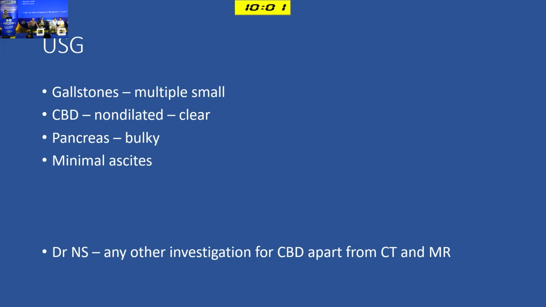This is the ultrasound showing gallstones, multiple, small. CBD is non-dilated and clear on ultrasound, pancreas bulky with minimal ascites. Dr. Sonthalia, would you prefer any other investigation for CBD apart from the ones we usually ask for, CT and MR? Would you ask for any other investigation to assess the CBD?